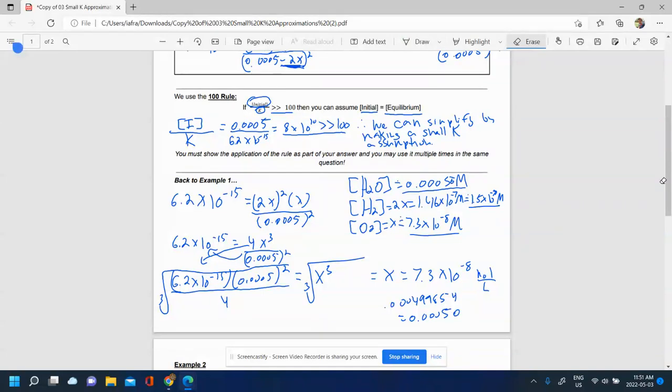Your initial is almost the same as your final. It was such a small change, it didn't make a huge difference after all, concentration-wise. So that means that it was truly justifiable to actually do that.